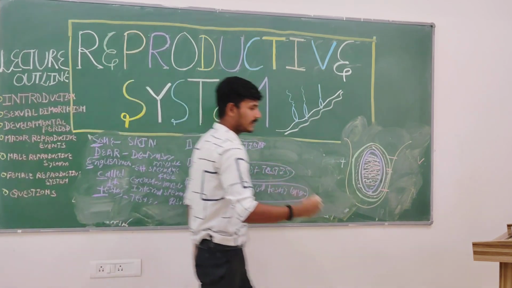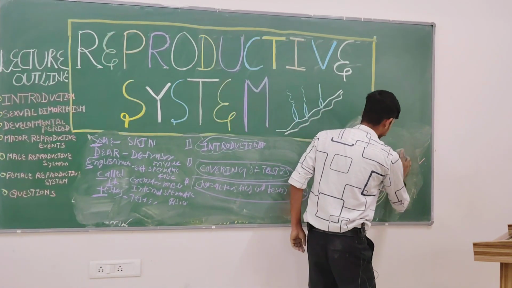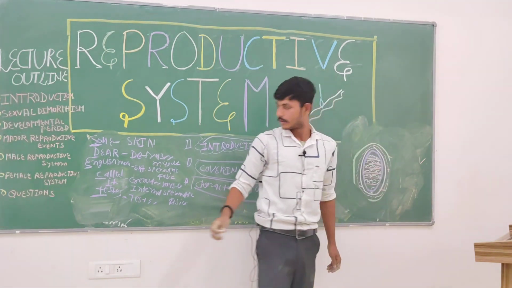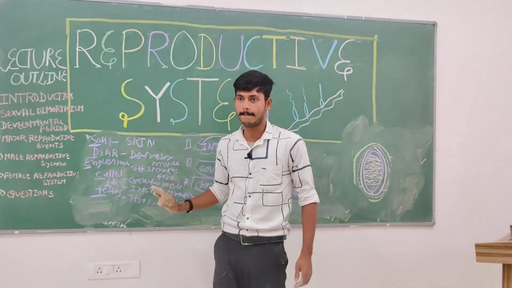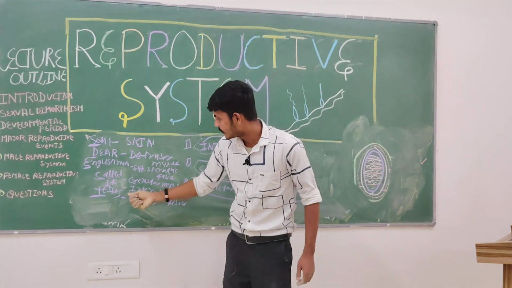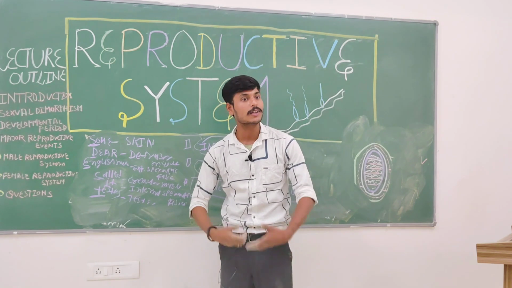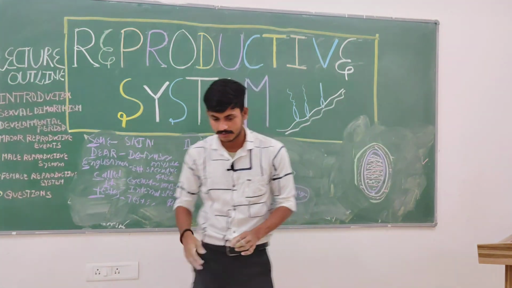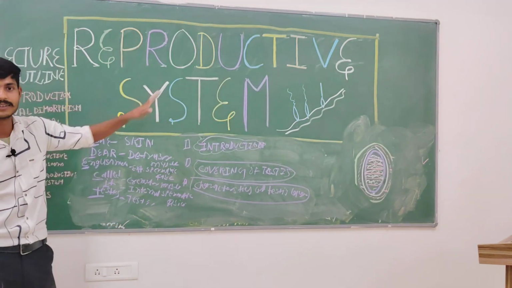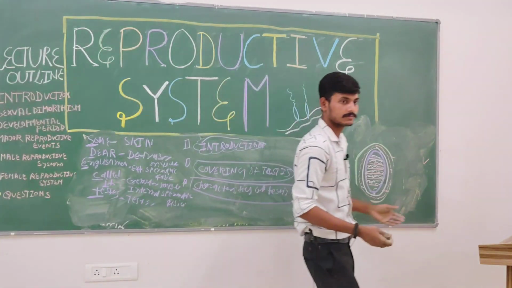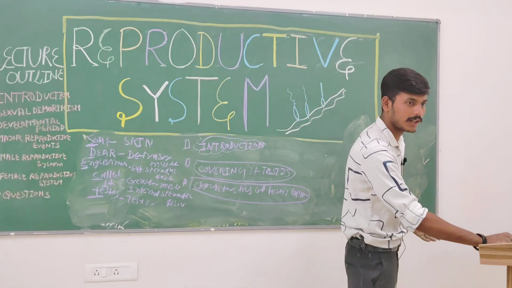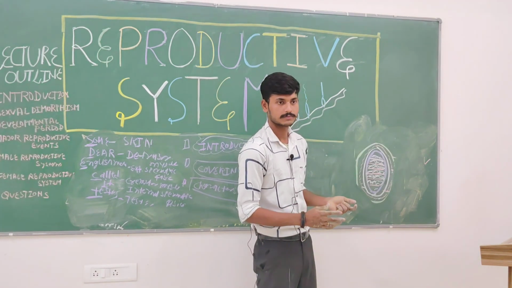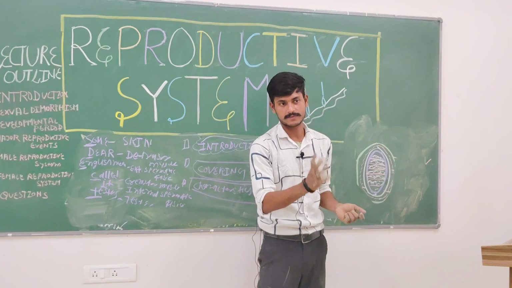Now we will revise it quickly. The last layer, T stands for testis. It's not a covering, it's an organ which is present inside the scrotum. All these other structures are coverings, the layers over the testis. By these layers, your scrotum is formed. Understanding?